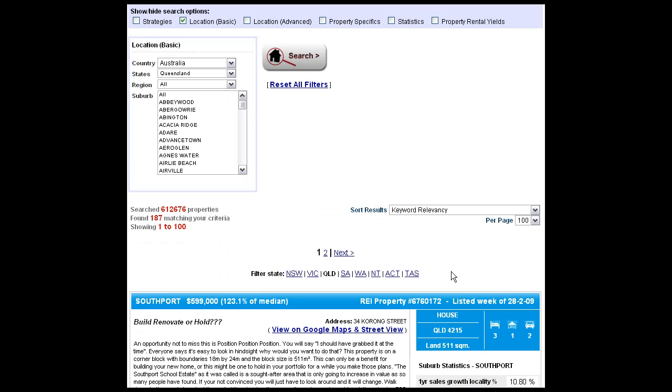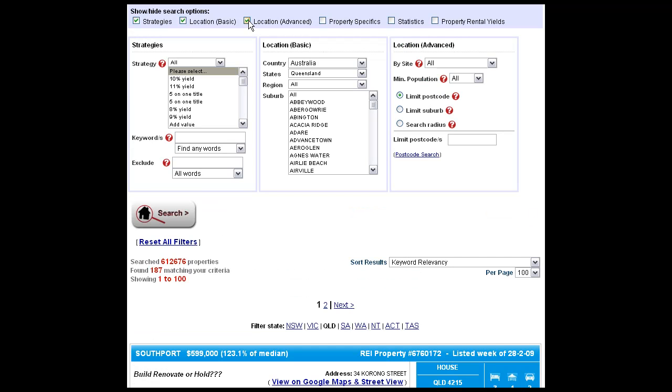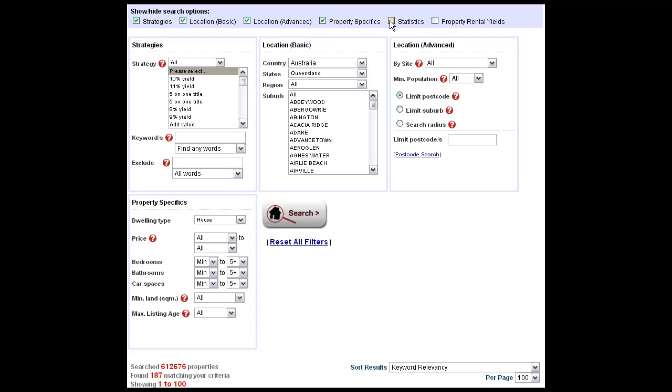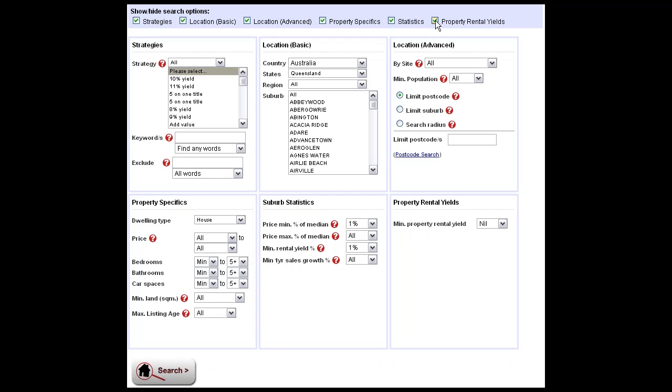So here we are inside Investor Search, looking at the Investor Search dashboard. Before we jump into that, right now there's 612,676 properties for sale across Australia. What we can do in Investor Search is turn on the dashboard by grouping or by category. So I'm going to turn on all of the dashboard filters right now.